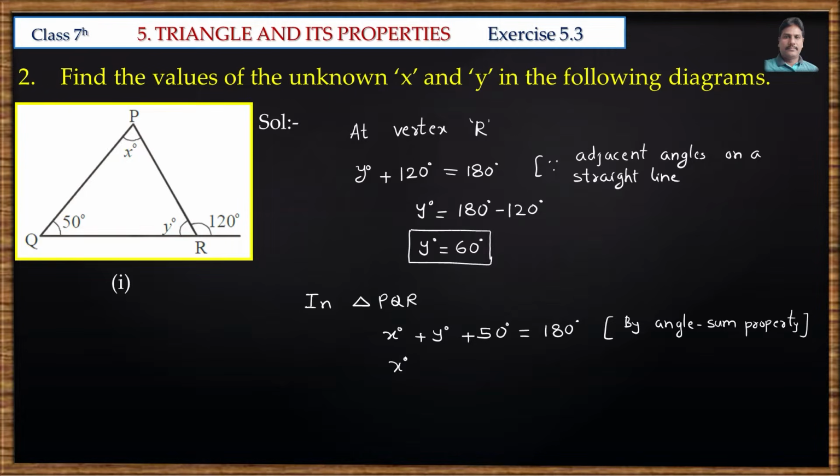We know the y value. What is the y value? 60 degrees plus 50 degrees is equal to 180 degrees. Therefore, x degrees plus 60 plus 50, which becomes 110 degrees, is equal to 180 degrees. Transpose plus 110 degrees to the right side, it will become minus 110 degrees. Therefore, x degrees is equal to 180 degrees minus 110 degrees, which becomes 70 degrees.